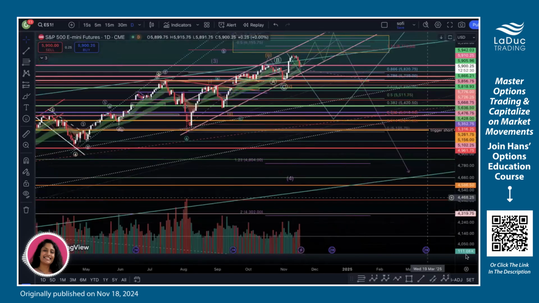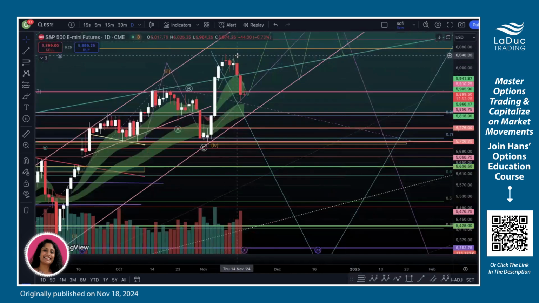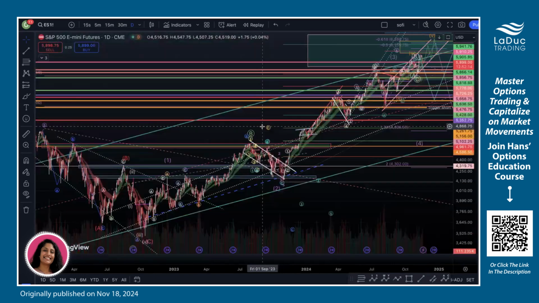Hey guys, welcome back. Hope you had a great week. So last week we had a little bit of upside, but then you can see we went sideways. And we ended up having a little bit of selling Thursday, breaking support and having a follow through on Friday. So we are sitting at a very decisive point in the market.